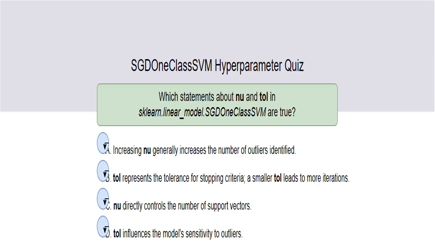This quiz challenges you to test your knowledge of the nu and tol hyperparameters within the SGDOneClassSVM algorithm from the Sklearn library, which is used for anomaly detection. We'll explore how these parameters impact outlier detection in the model's training process.